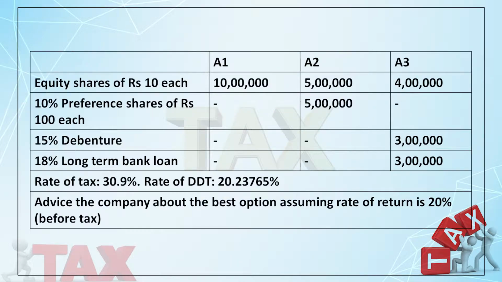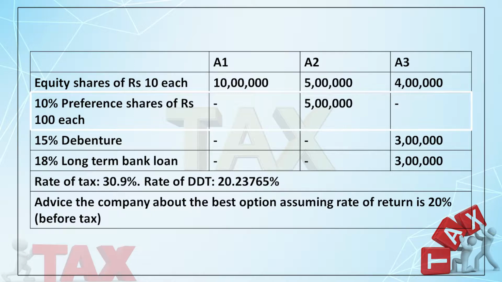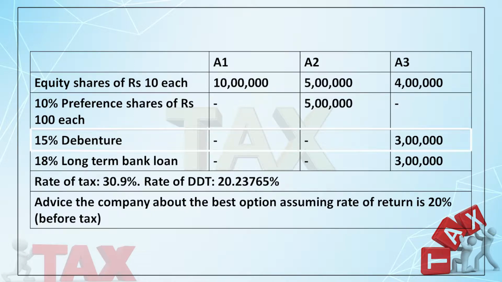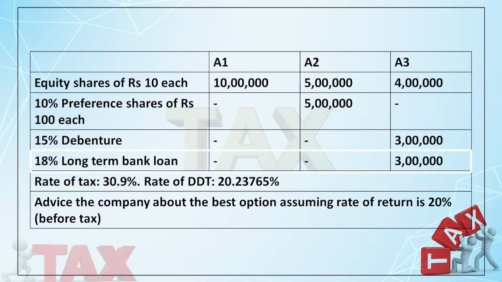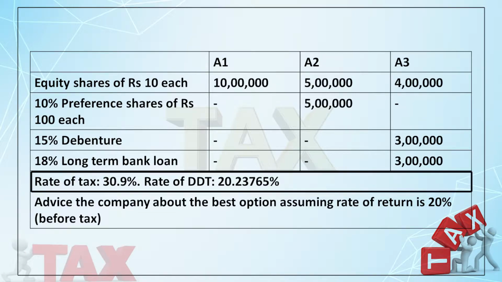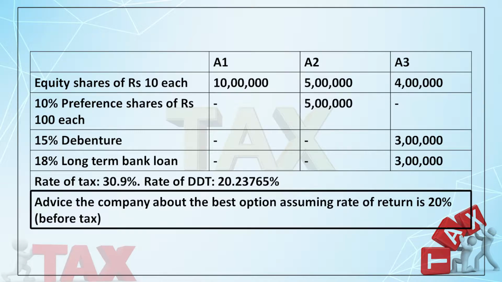Alternative one is they can procure the entire amount by issuing equity shares. The second alternative is 5 lakhs by equity shares and 5 lakhs by preference shares. And the third alternative is 4 lakhs by equity shares, 3 lakhs by debentures and another 3 lakhs by a long-term bank loan. You are given the tax rate and the rate of dividend distribution tax, and we are to advise the company regarding which alternative is best suited for the company.